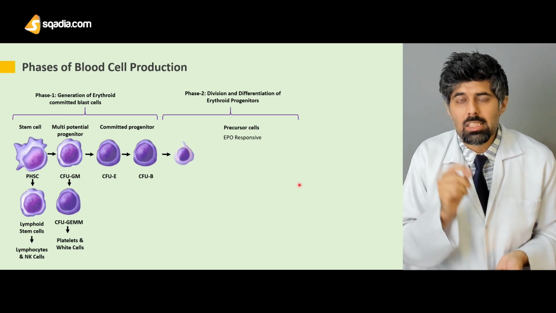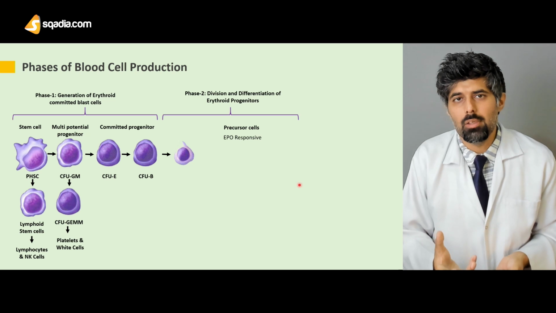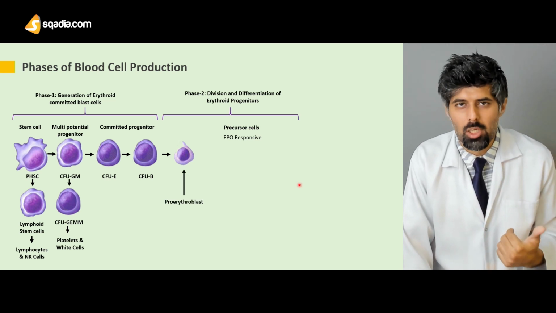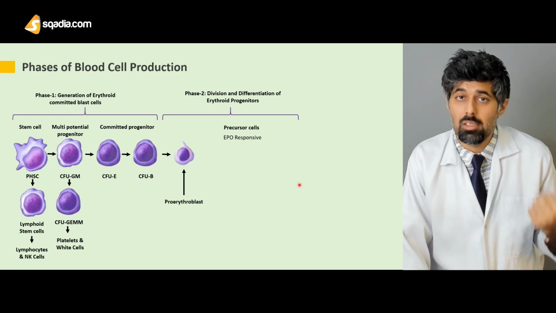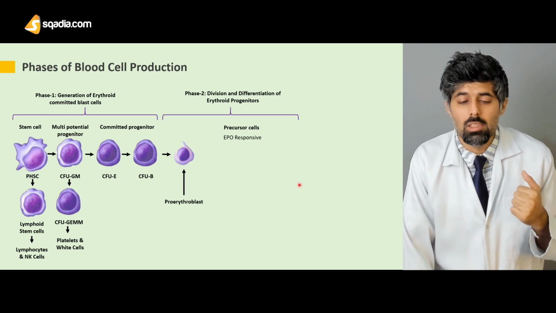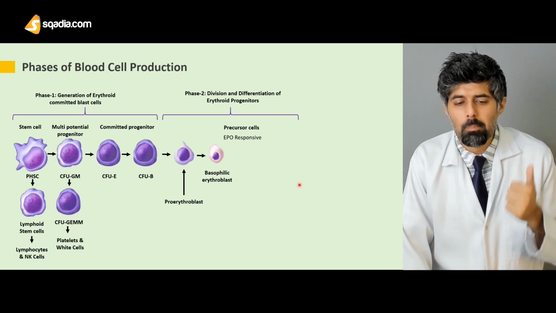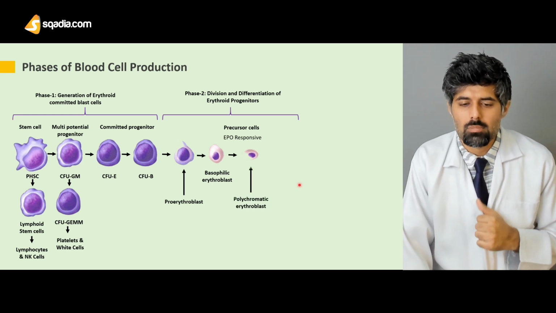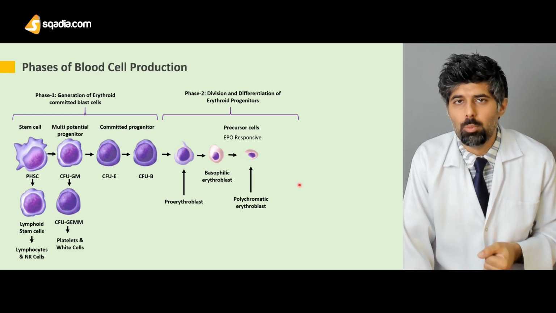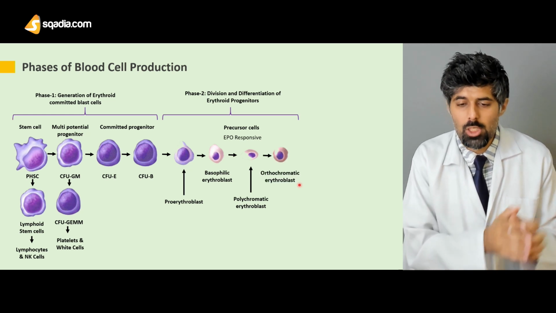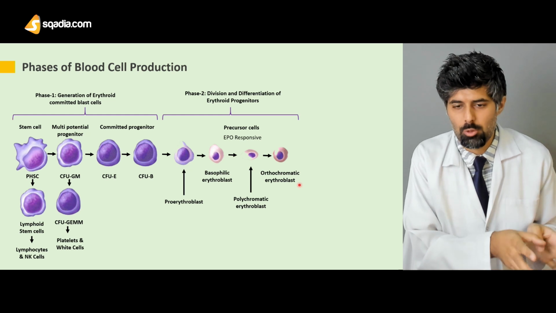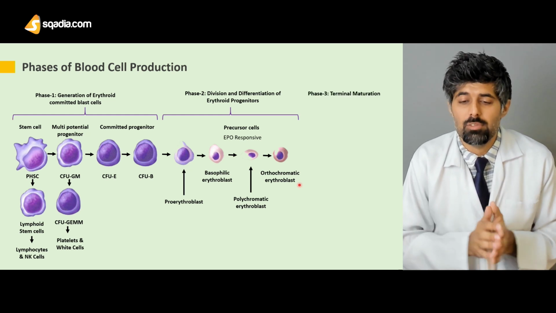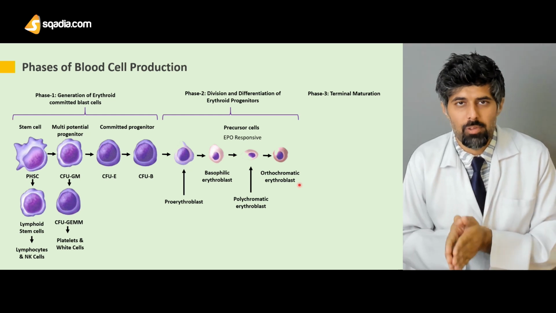Now these committed or erythroid progenitors, the first one being the proerythroblast, which we learned in another bite, gives rise to the basophilic erythroblast, which gives rise to the polychromatic erythroblast, which gives rise to the orthochromatic erythroblast. Now, the orthochromatic erythroblast gives rise to the last phase.